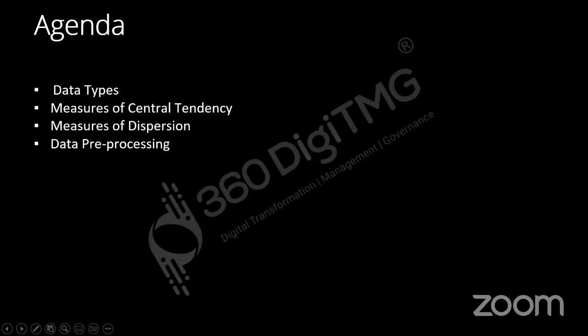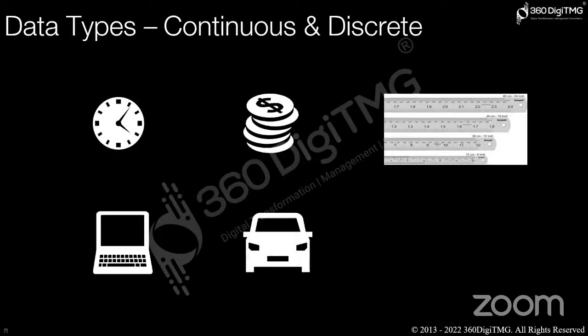Coming to the agenda, today we will start with various data types. Then we'll discuss the measures of central tendency. Then we'll discuss measures of dispersion. And finally, data pre-processing. So let us start with data types.